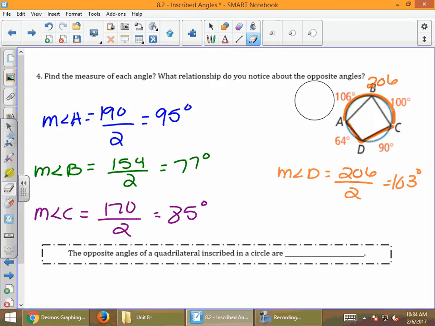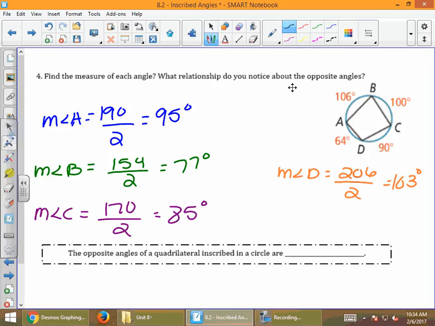Let's go ahead and fill them in to see their relationship. So A is 95, B was 77, C is 85, and D is 103. So take a look at the opposite angles, and is there something special about them? Notice anything? Perfect, the opposite angles add to 180.